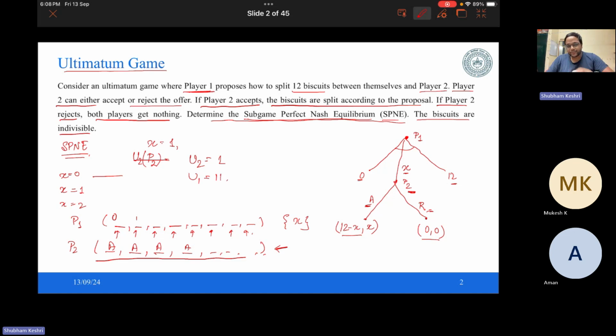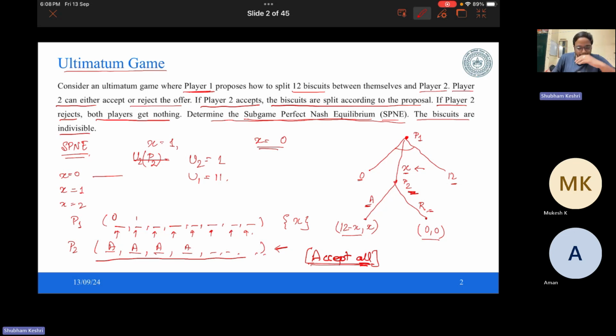So I'll just explain this for others present here. You see player 2 can have different strategies. The first kind of strategy is accept all. So whatever player 1 gives, player 2 accepts. In such a case, player 1 is better off giving 0, so x is equal to 0. For such a strategy where player 2 is thinking of accept all, player 1's best response is to give 0.